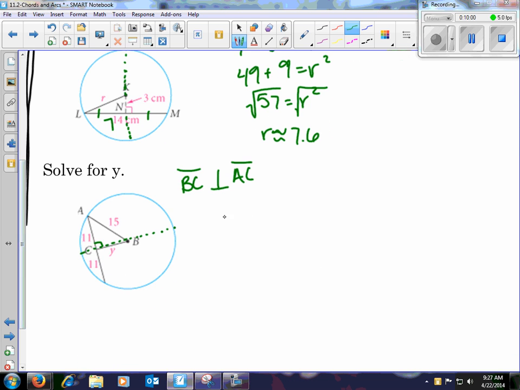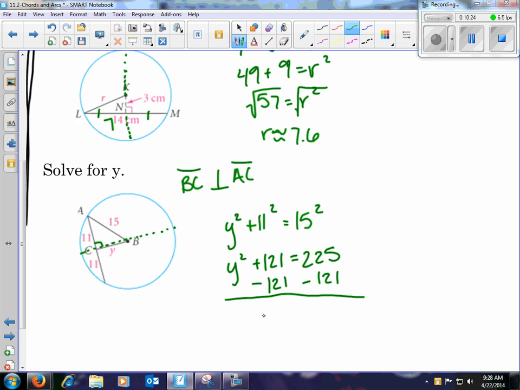So now I can say, solving for y, I have y squared plus 11 squared equals 15 squared. So then I have y squared plus 121 is equal to 15 squared is 225. So minus 121 from both sides. So then I get y squared is equal to 104. And then I square root both sides. So y is going to be approximately 10.2.